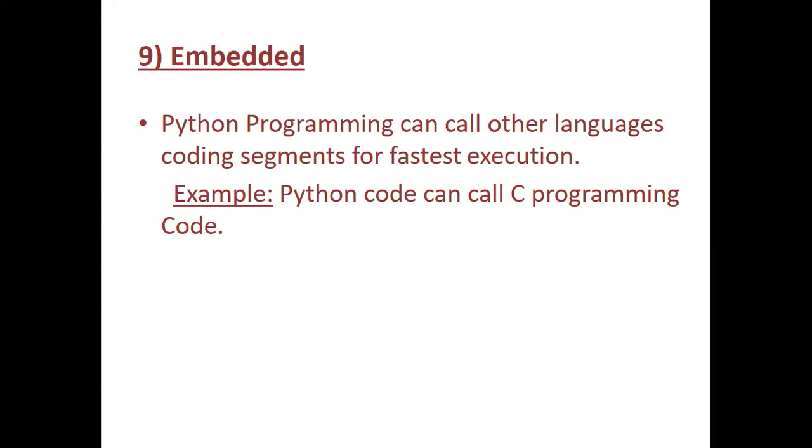Now, embedded. Python programming can call other language coding segments for fastest execution. Please remember that it can call other language coding segments also for its fastest execution. So, Python code can call C programming code also.